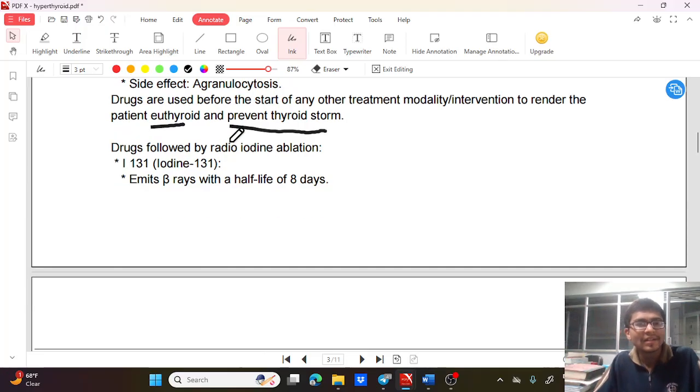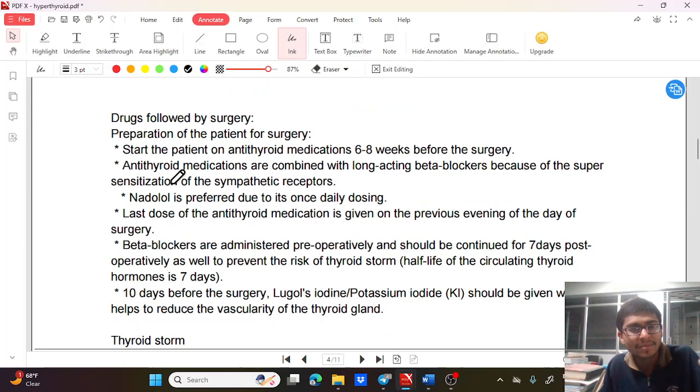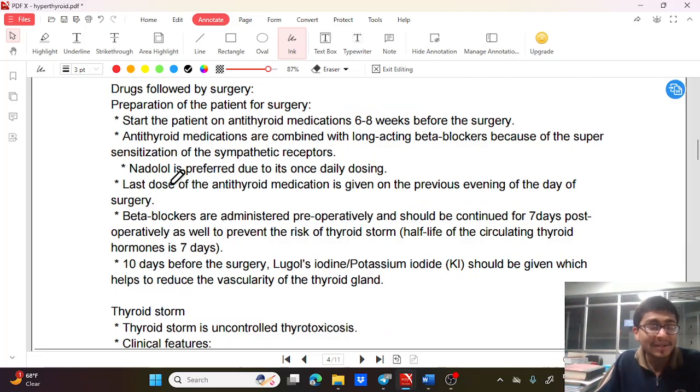Then we follow radioiodine ablation after drugs. So what do we use here? That is iodine 131, which gives beta rays, and the half life is 8 days. And other times we can go for surgery.